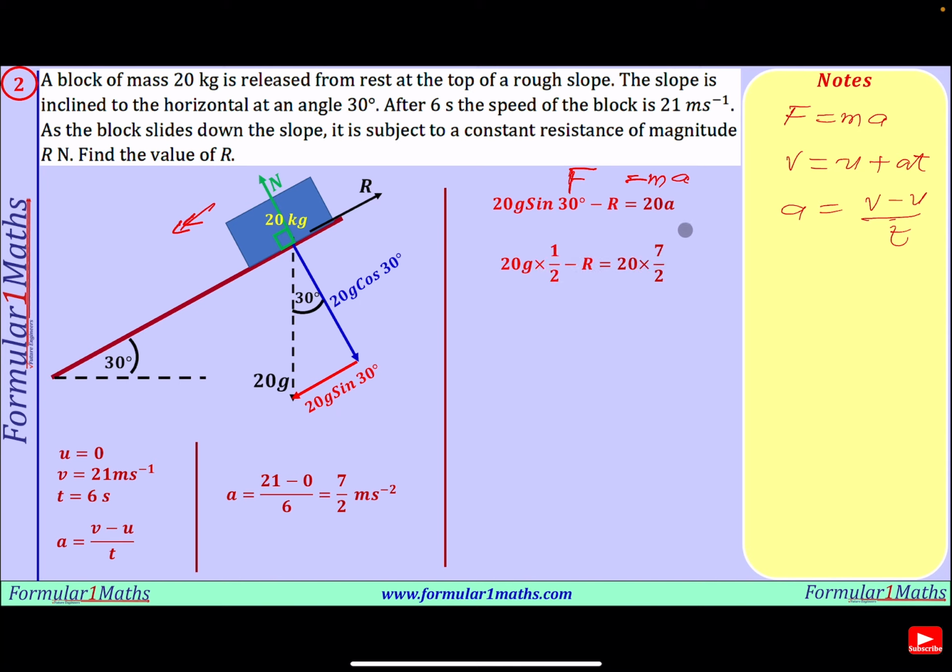If we do our substitution, the only unknown now is R. So all we have to do is rearrange and solve. So this one gives me 10, and this gives me 70. So rearrange together, evaluate to get 28 newtons. And that is how to get R.